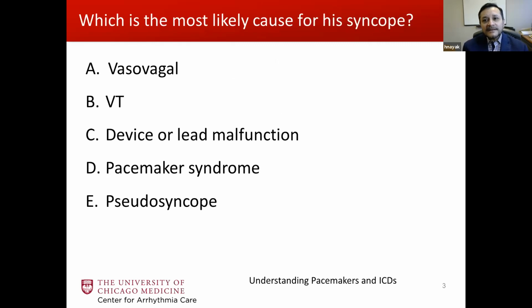Which is the most likely cause for his syncope? So, syncope after pacer implant. A, vasovagal episode or neurocardiogenic episode. Could this be VT? That's B. C, device or lead malfunction. D, pacemaker syndrome. Or E, pseudosyncope. Yeah, he's just making this up. So if you want to volunteer or put your choice in the chat, Ralph's going to take a peek at it.